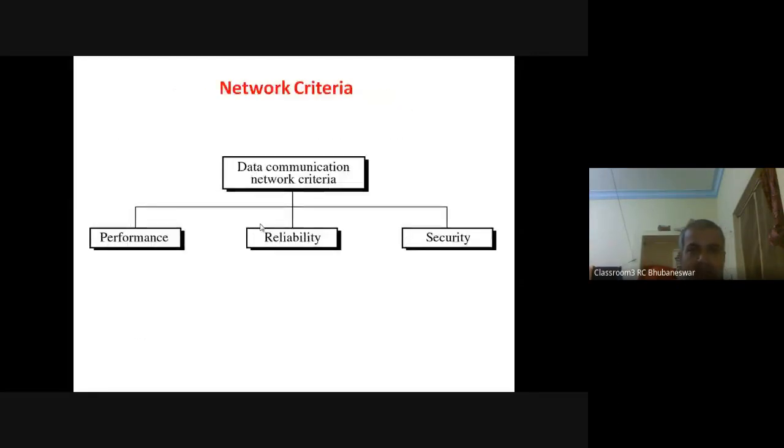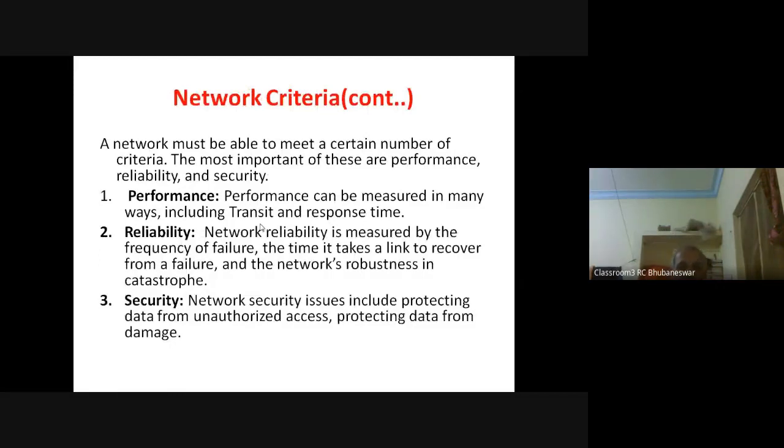What are the different network criteria? There are three criteria: performance, reliability, and security. Performance is measured in many ways, in terms of transmit time and response time. The one that is lower in both, the performance of that network is very good.